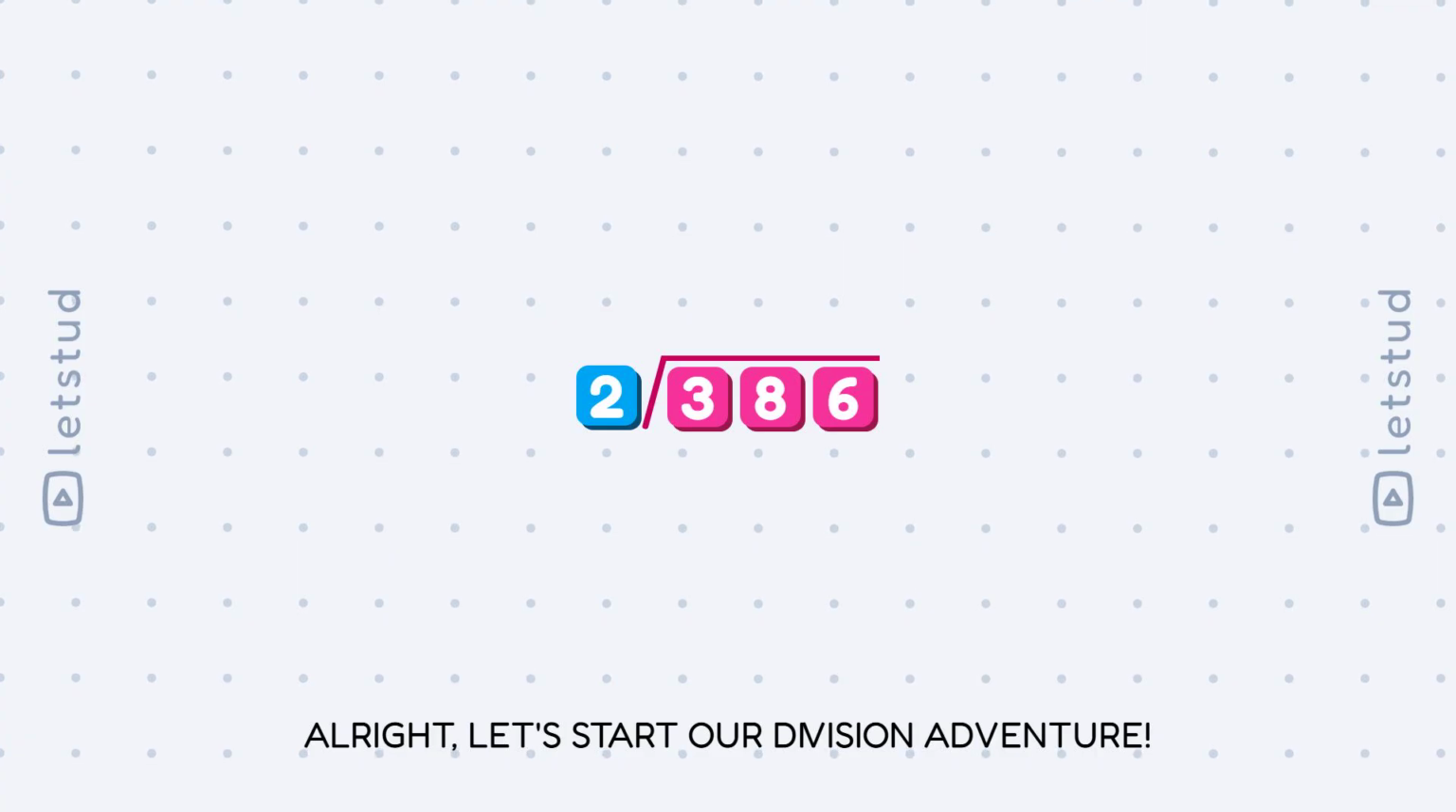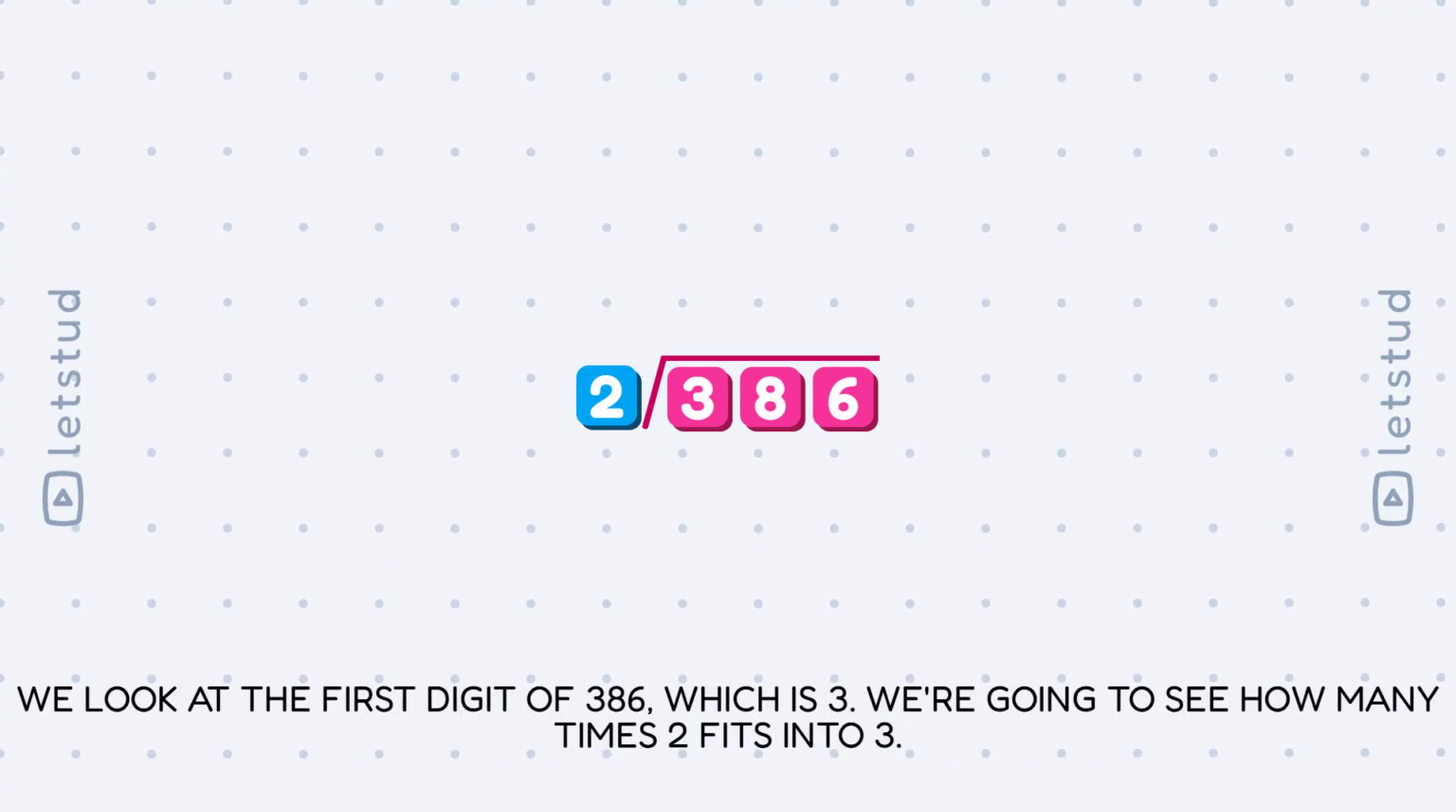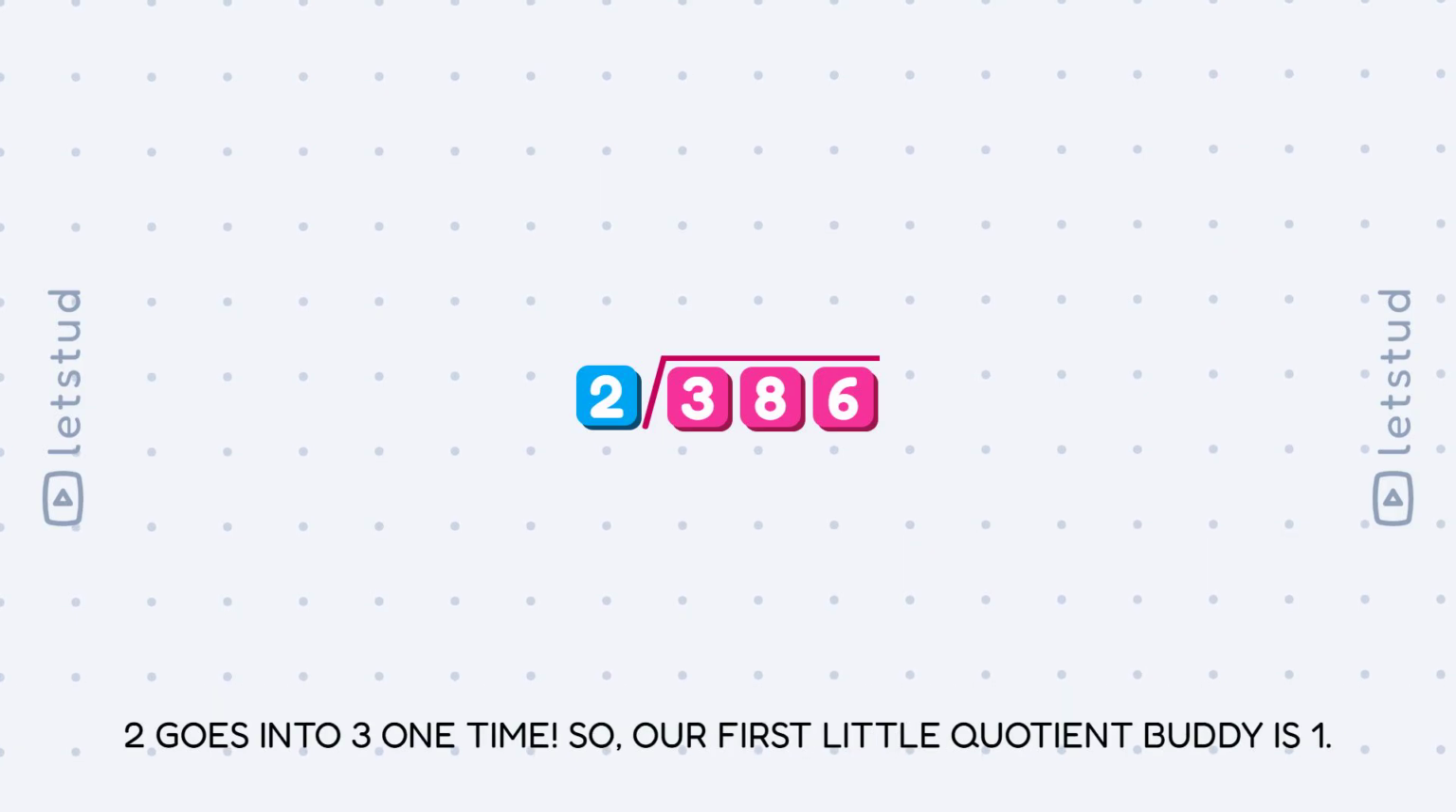Alright, let's start our division adventure. We look at the first digit of 386, which is 3. We're going to see how many times 2 fits into 3. 2 goes into 3 one time, so our first little quotient buddy is 1.